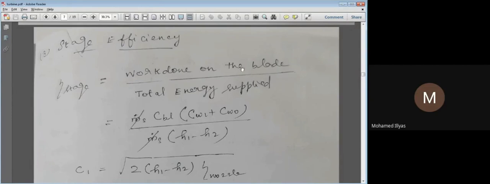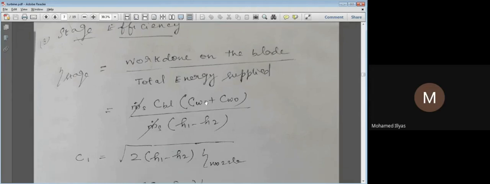Work done on the blade at each stage. Our input is nothing but total energy supplied. So we have the number of stages and the total energy of the steam, which we should know. If we know that, then this will be the work done, that is the output we are getting at each stage, divided by the total energy supplied. Work done on the blade we already have: m dot s into CBL into (CW1 plus CWO).